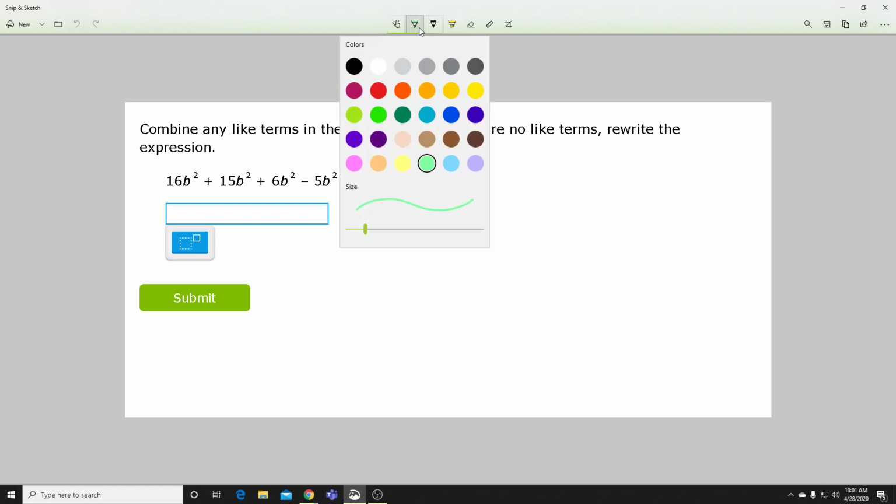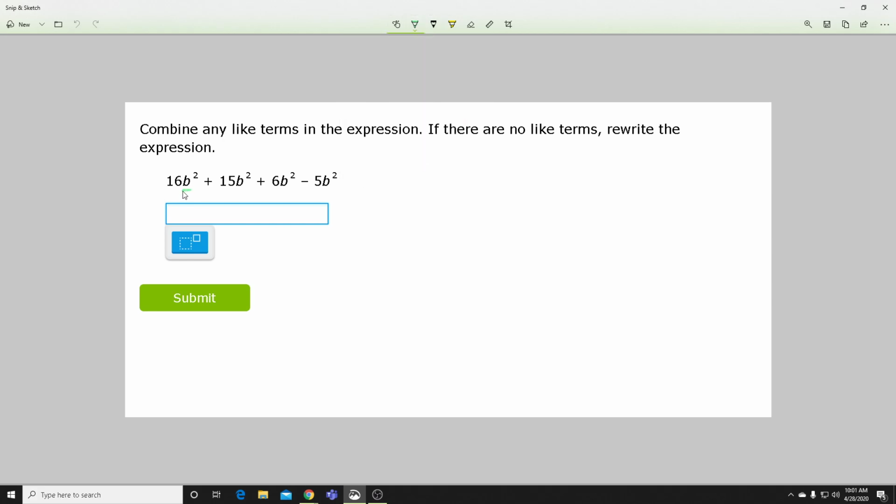you might notice that we have a b squared this time. And that's in each term here. Every term has that b squared. There's no just numbers in here. So what we're going to do is put this b squared to the side, and we're going to add up the coefficients here.